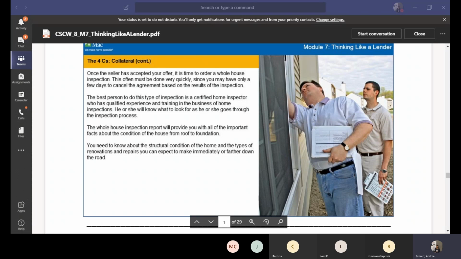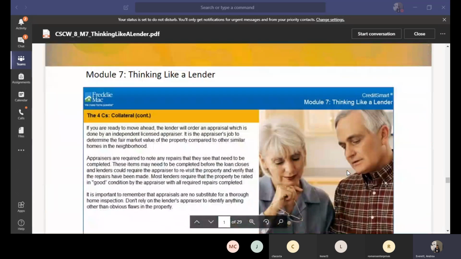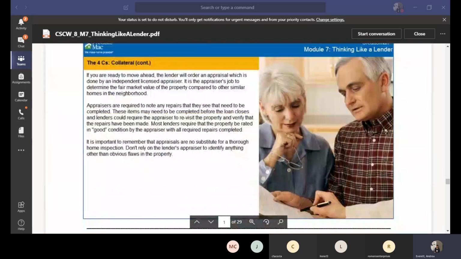And so the best person to do this type of inspection is a certified home inspector who has qualified experience and training in the business of home inspections, and then he or she will know what to look for as she goes through the inspection process, okay? The whole house inspection report will provide you with all of the important facts about the condition of the house from roof to foundation, and you need to know about the structural condition of the home and the types of renovations and repairs you can expect to make immediately or further down the road, okay?